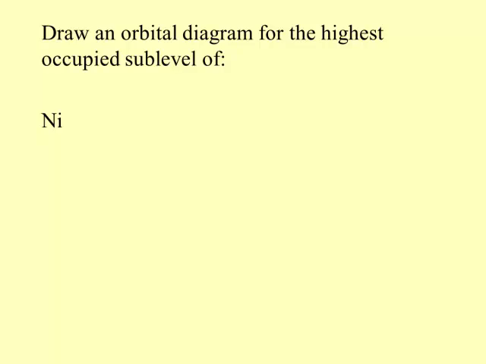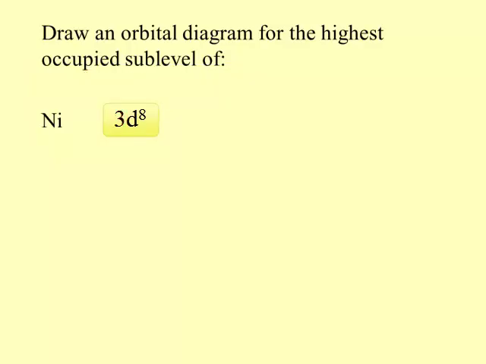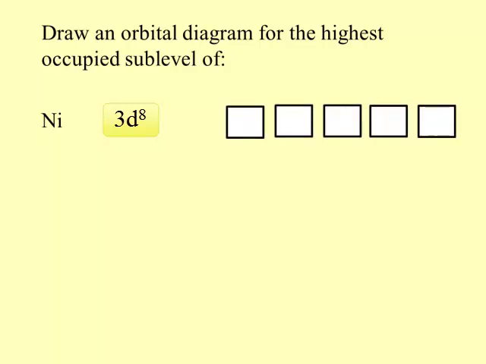Draw an orbital diagram for the highest occupied sublevel of nickel. First, what is the highest occupied sublevel? In other words, what is the last thing you would write in its electron configuration? That would be 4d8. How many orbitals are in this sublevel? Because it's a d sublevel, there are 5 orbitals.